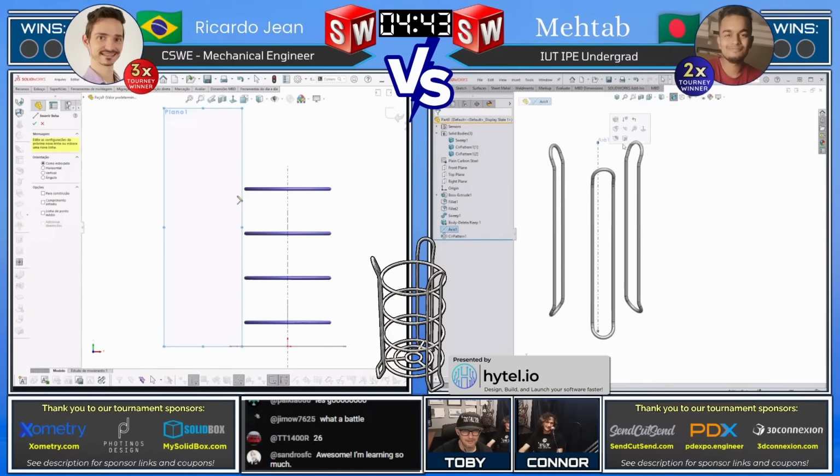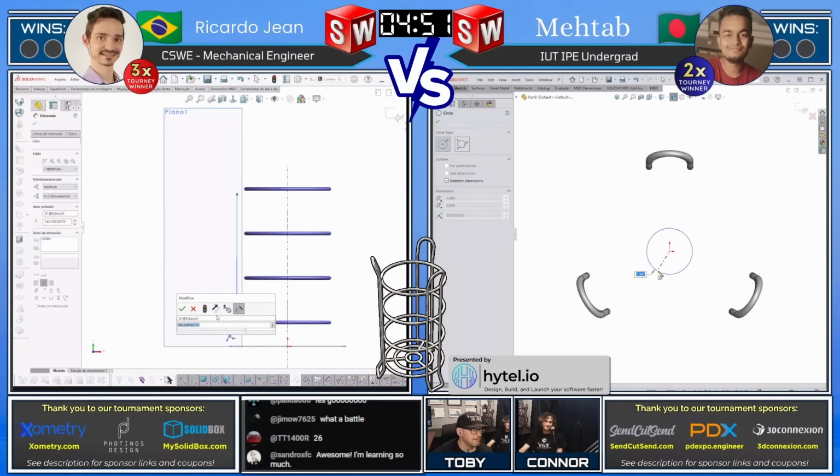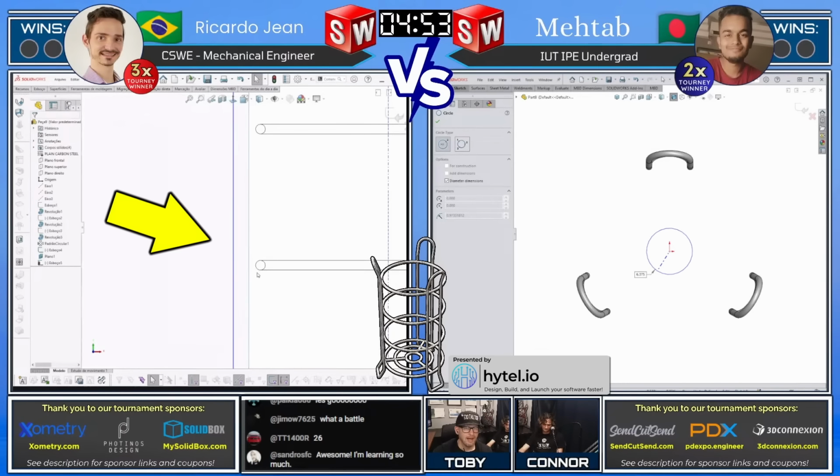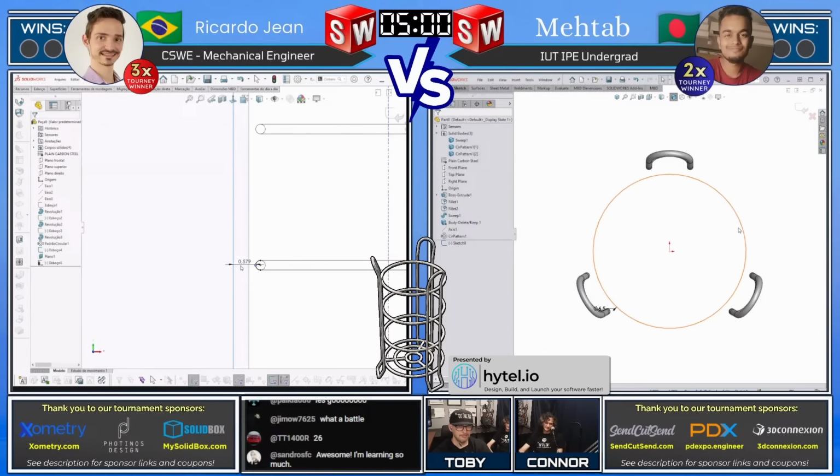Oh, and he's using the axis, that was a cool way to do it, to create a circular pattern of all three. Very nice, very nice. Meanwhile, we see Ricardo Jean on the left. Let's see how he ends up approaching this thing. So maybe the same approach, maybe a different approach. It'll be interesting to see.